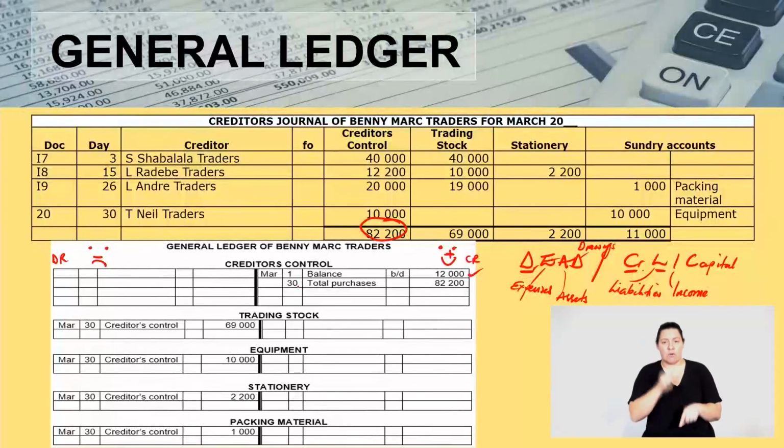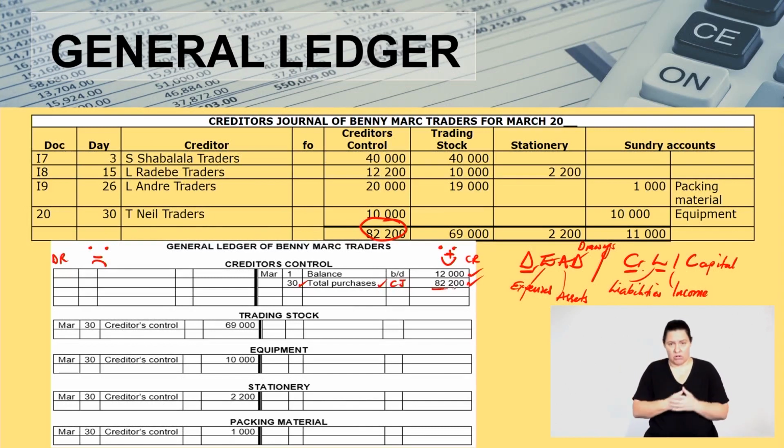Hence, you see here on the 30th, the total purchases from which journal? From the CJ is 82,200. Now, that means when I am to close off my creditors control, here the total is going to give me 94,200. That becomes my total. So I can come here and also have 94,200. And because I have no entry here, I can then simply say on the 30th, this is March.